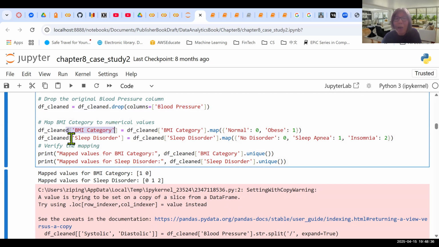And for BMI and sleep disorder, we want to convert them to numeric. Because they are quite simple, you can just directly call the map function and plug in the dictionary: normal with 0, obese with 1, and no disorder, sleep apnea and insomnia and so on, so that we can convert them to numeric values. After that, the values are converted to numeric values.